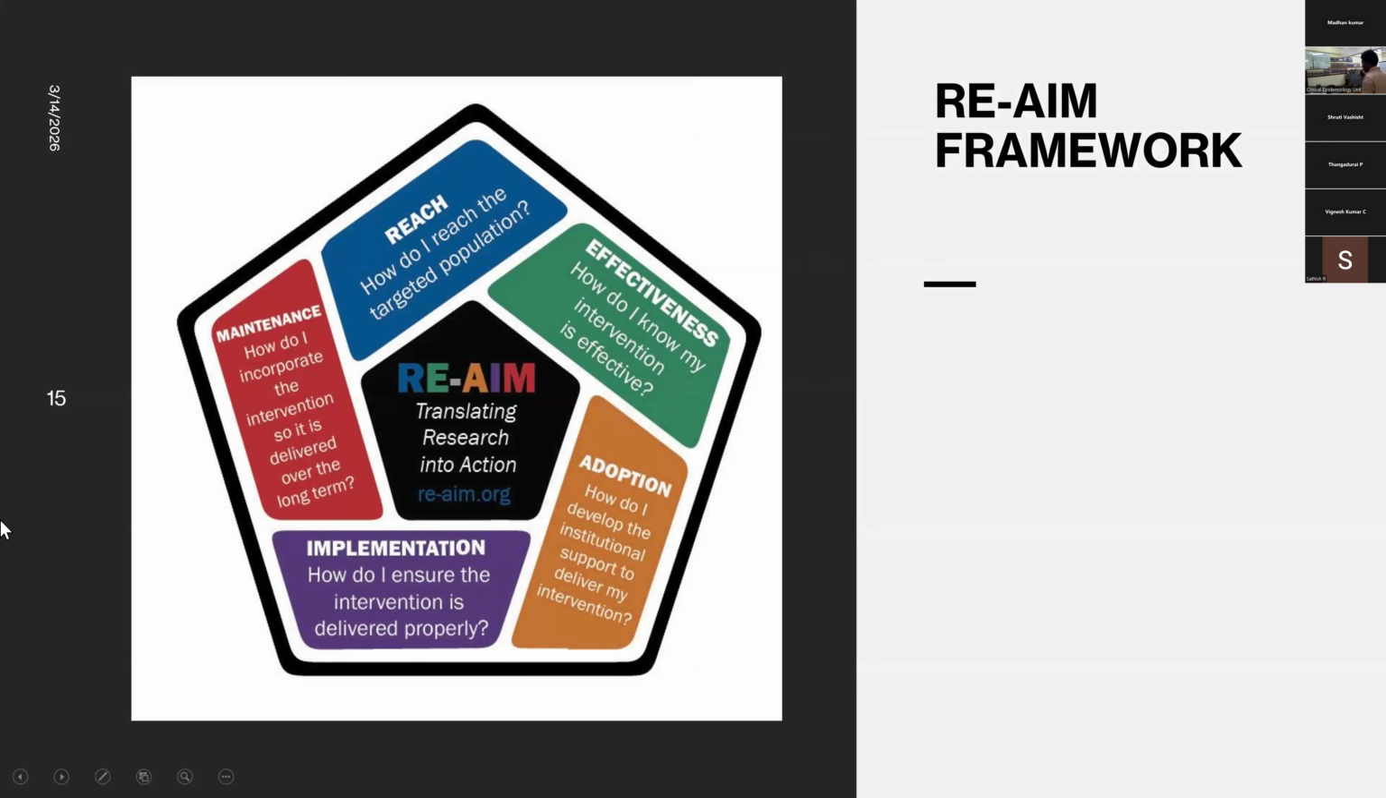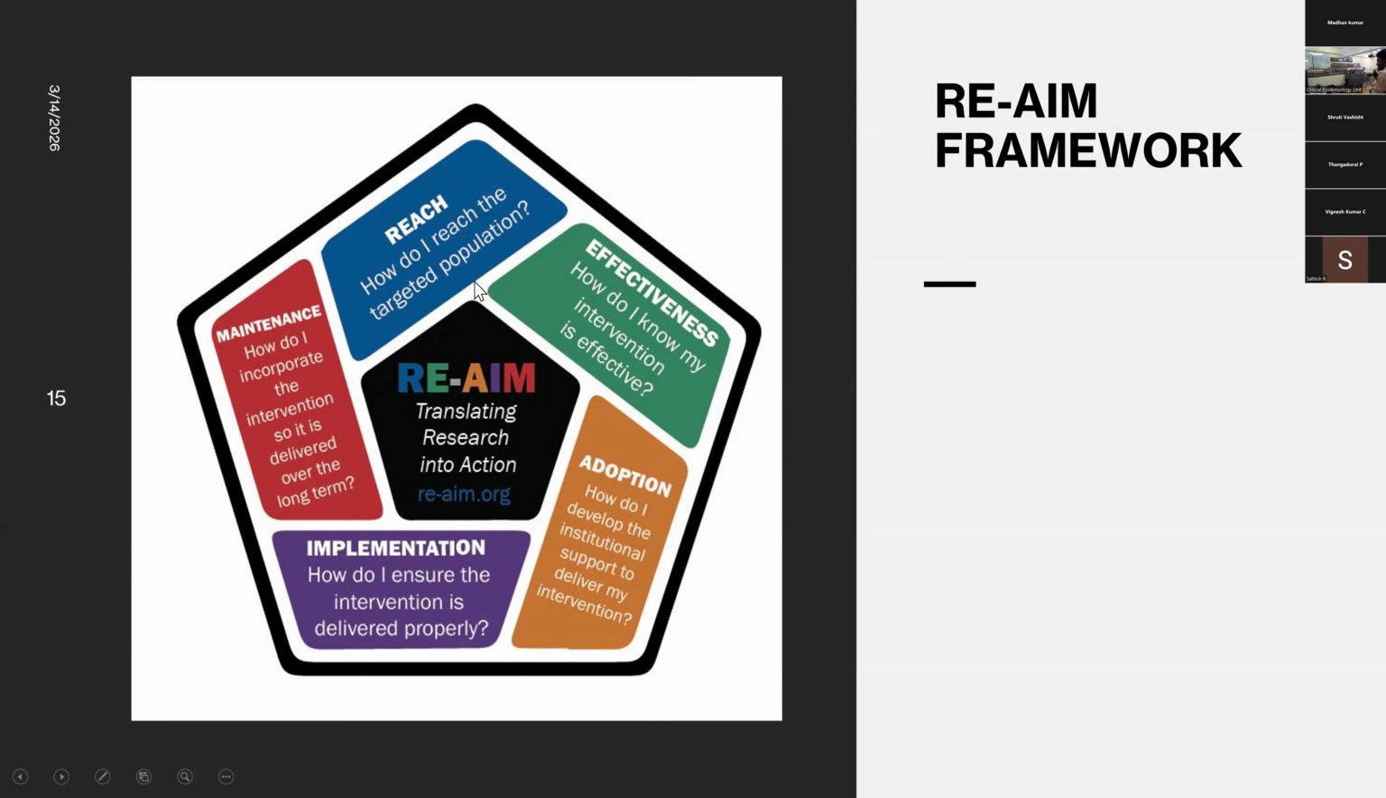So now the next framework that I wanted to introduce is the RE-AIM framework. The previous framework that we saw was to identify the determinants of implementation science, whereas the RE-AIM framework is to evaluate how effective implementation science is in clinical practice. To evaluate whether implementation science is effective, we evaluate it under the following domains.